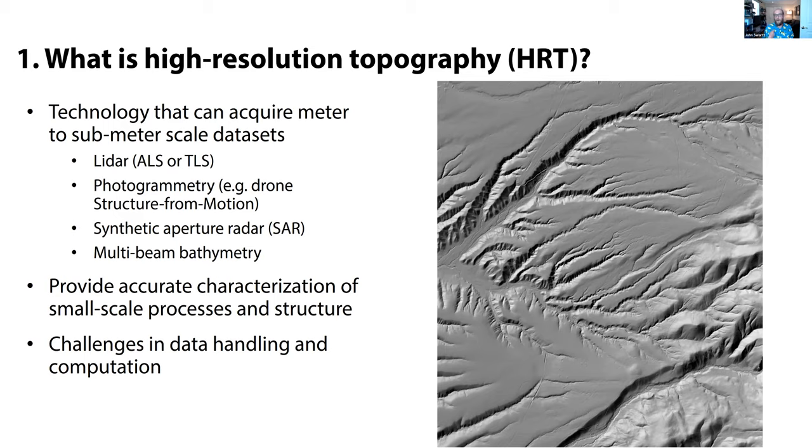So this encompasses a wide variety of platforms at this point. You have LIDAR, you have photogrammetry, such as drone structure from motion, you have synthetic aperture radar, or you have multi-beam bathymetry if you're working in a subaqueous environment. What you get with using these sorts of techniques and platforms is accurate characterization of small-scale processes in landscape structure or vegetation structure. But with this accuracy and with this detail come challenges in data handling and computation, because the data sets over large spatial areas can become quite complex and quite large in terms of size.